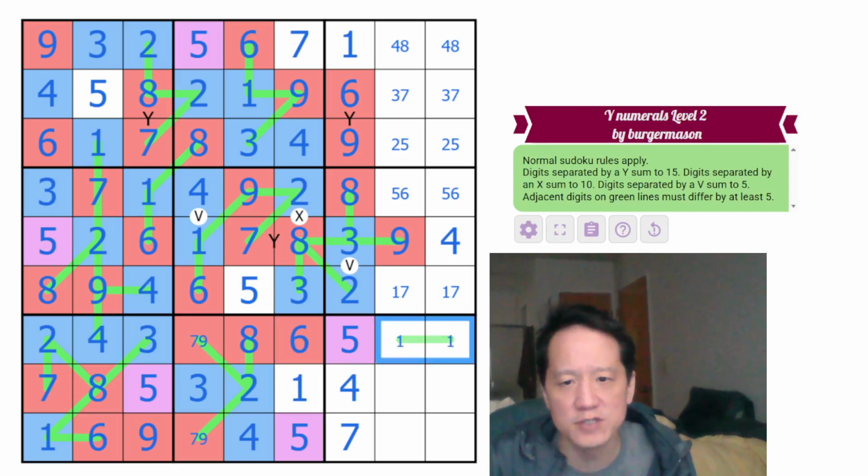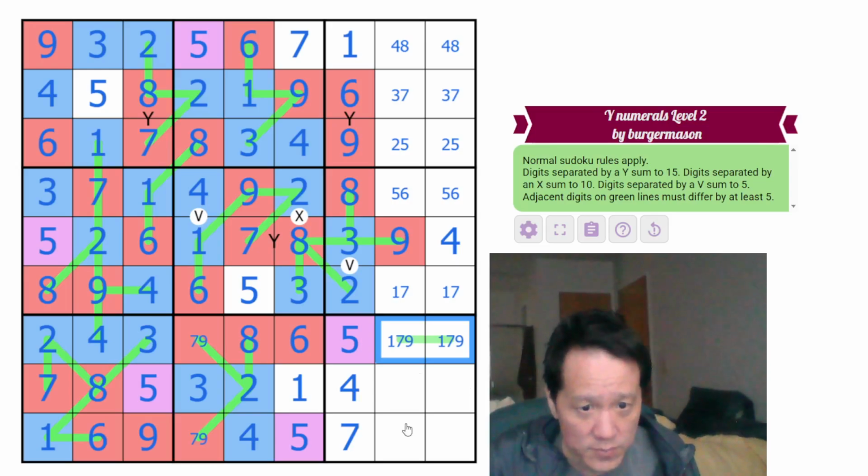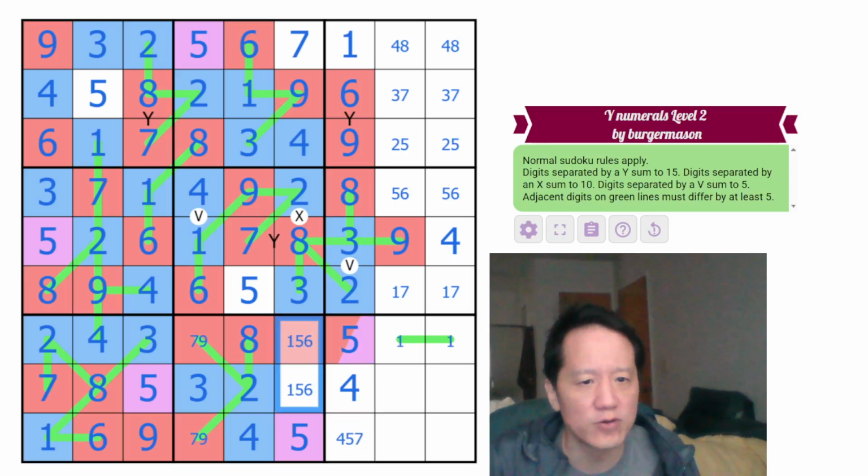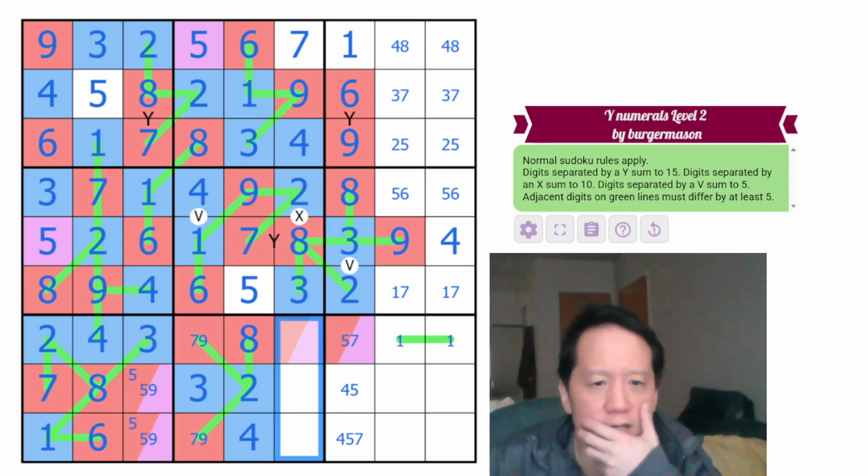The 1 is with 7 or 9. Remaining digits, this can't be... Wait, hold up. We've got a problem here. Huh. Did I mess something up? I must have messed something up.